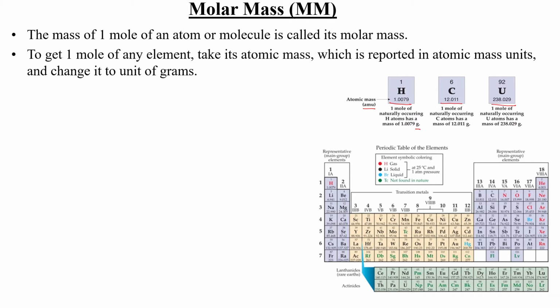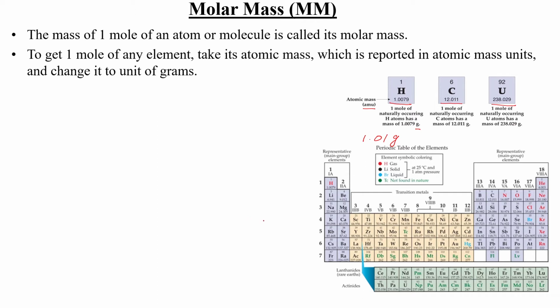And for moving forward, let's make this a standard that all the masses that we will take from the periodic table, we will take them rounded up to 2 decimal places. For instance, if I have to use the molar mass of hydrogen in a problem and I have to take the molar mass from the periodic table, I will round it to 2 decimal places. So it is going to be 1.01 gram instead of 1.0079. Okay, so just make this a standard for the rest of the semester.